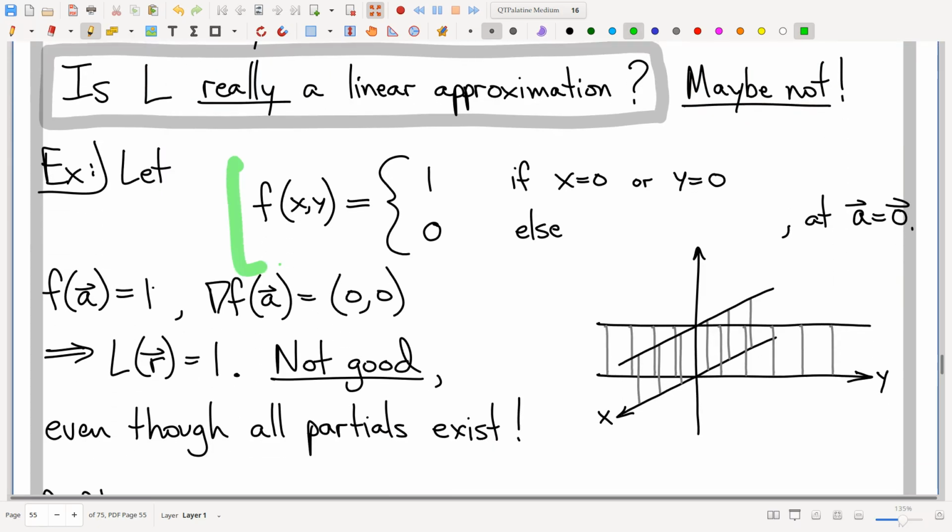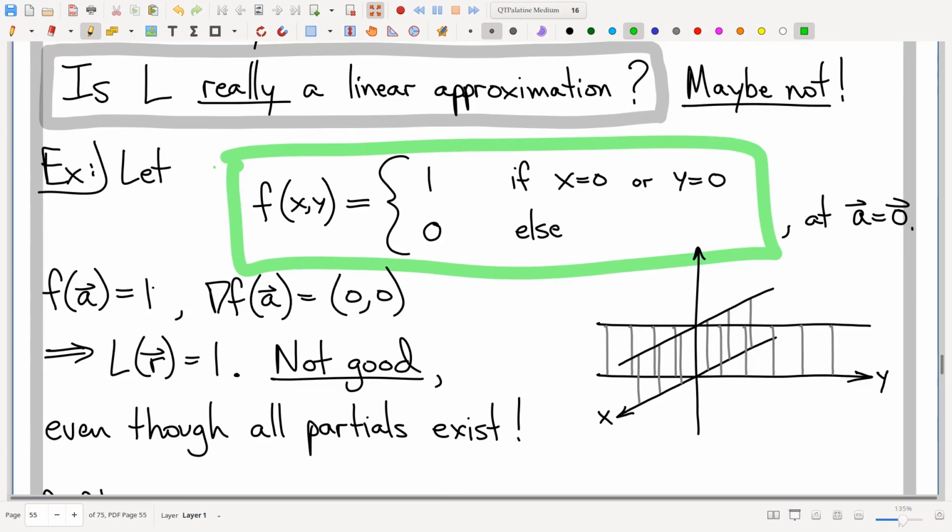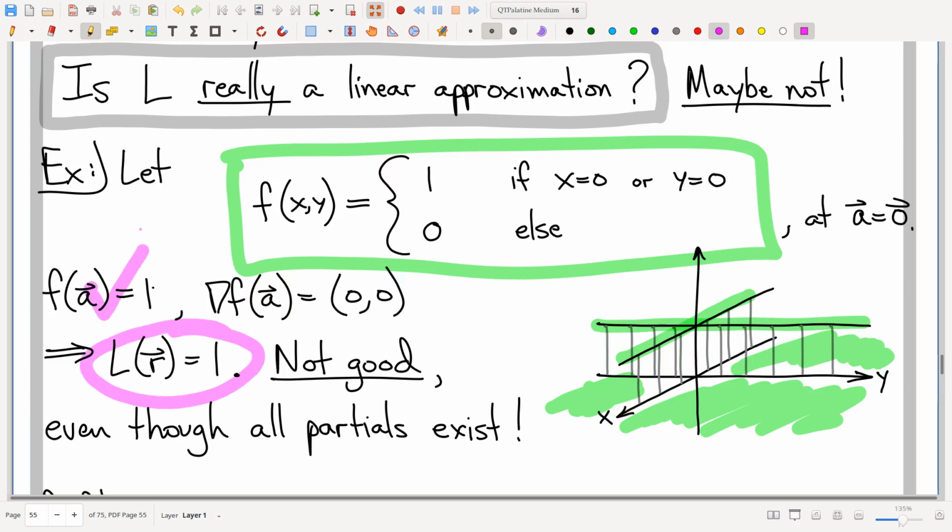Take a look at this example right here. Now, I'll confess that's a strange looking function. The value of the function is 1 when either coordinate is 0, and then the value of the function is 0 everywhere else. So it's a weirdo, right? Weird looking function. But here's the thing about this function. You can totally compute the linear approximation because the function is perfectly well defined at the origin. The gradient is perfectly well defined at the origin. You could write down f of a plus gradient of f dot x minus a, write it all down. No problem at all. Everything's fine.